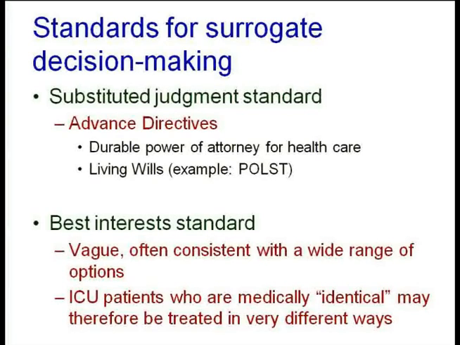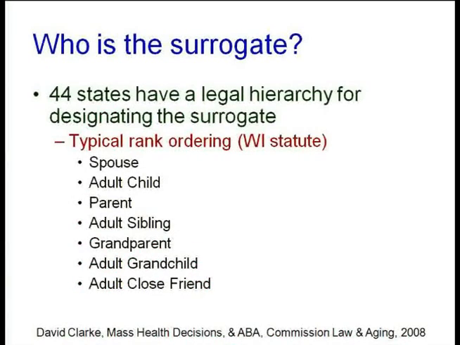Sometimes one patient will receive very aggressive efforts at life support, and another will receive comfort measures only. So it's a complicated area. We often have trouble knowing who the surrogate is. 44 states have defined a legal hierarchy for designating the surrogate. It varies in details, but this is a typical rank ordering from Wisconsin, beginning with the spouse, quite reasonably, and then working down, as you can see, to where close friends might be involved.